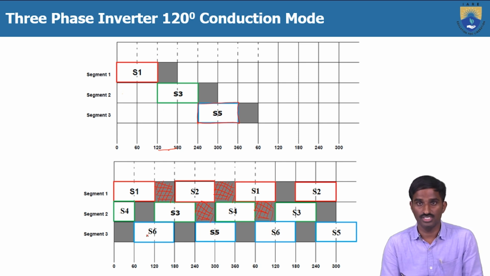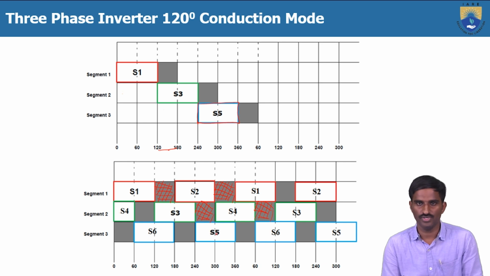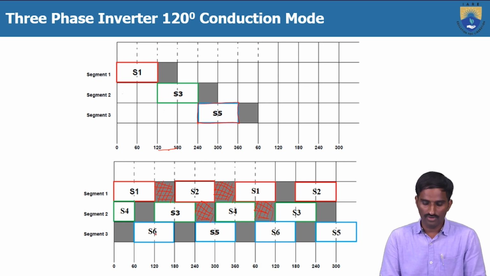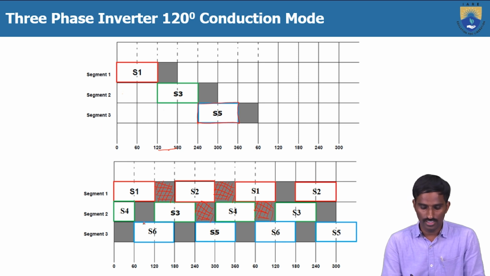Similarly, in the phase C, first S6 will conduct, and the other switch present in the phase C is S5. After S6 starts conducting at 60, 60 plus 180, 240. So that's why at 240, the S5 will start conducting. So here S6, and during this period, again, no switch is conducting.